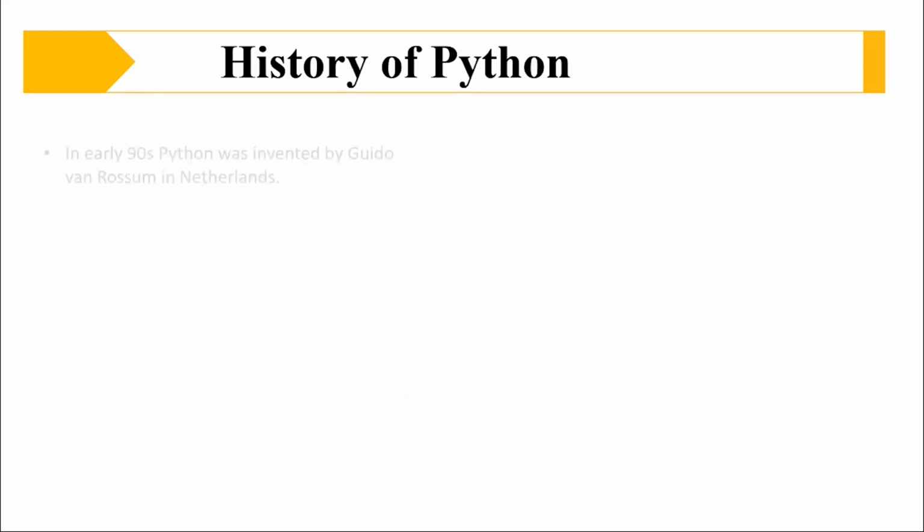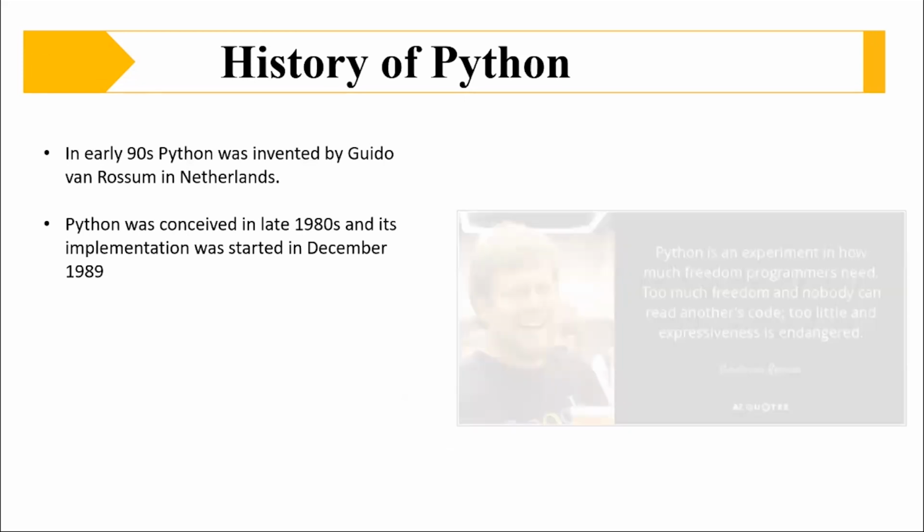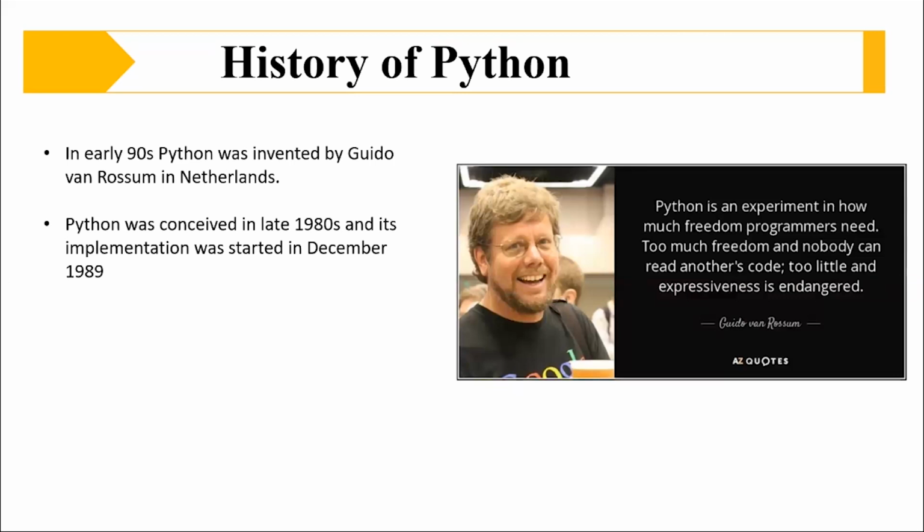So now let's have a look at the history of Python. Let's put some light on the history of Python. So Python was invented by Guido van Rossum in Netherlands. It was invented in December 1989. So this is the person, Guido van Rossum, who invented Python.